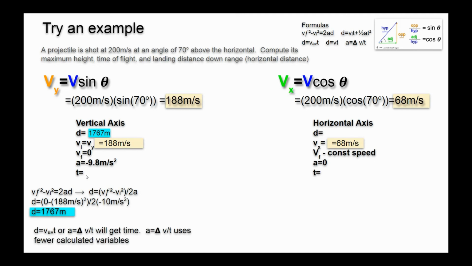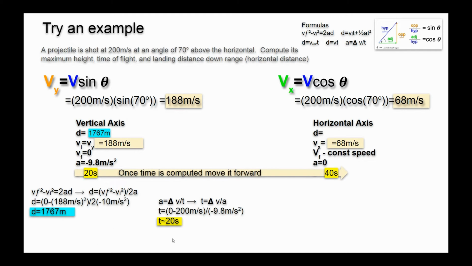Now, in order to solve for time, we could use two other calculations for it. This one, a equals delta v over t, uses the least number of calculated variables. We do that, we get approximately 20 seconds.